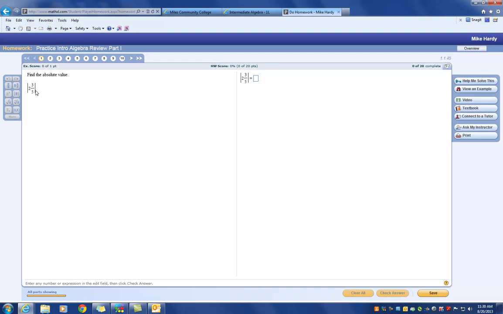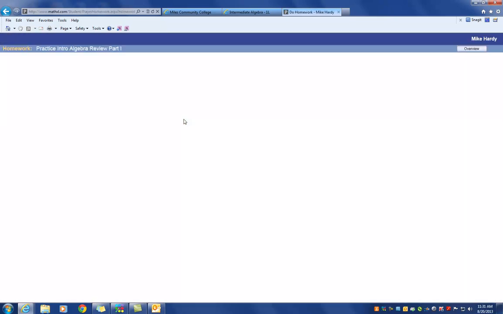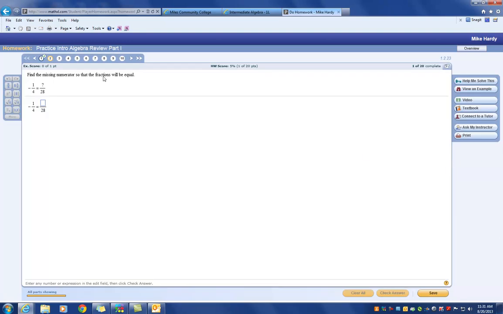Find the absolute value of 2 and 3/5. Well, I believe it is in fact 2 and 3/5. Okay. So I'll write 2 and 3/5. Check my answer. It's right. Okay. So good. So now I've got that problem done. Next question. Probably did not have to hit the save button after doing that. I could have just hit next question and it would have gone through.